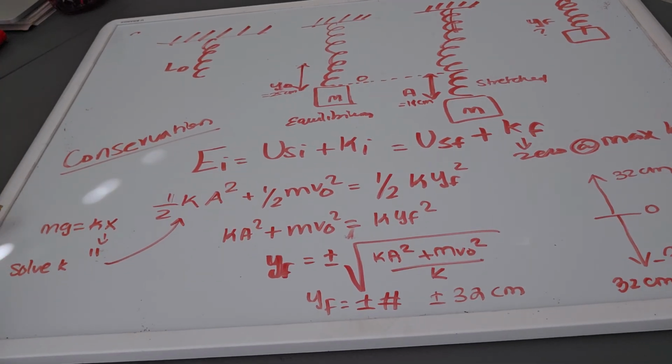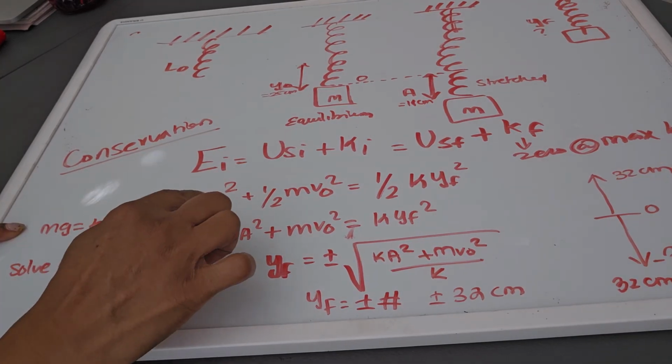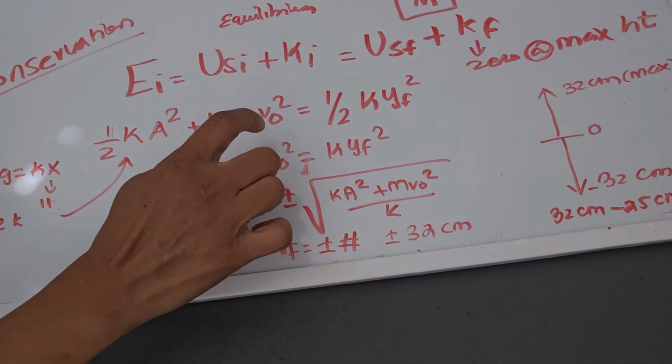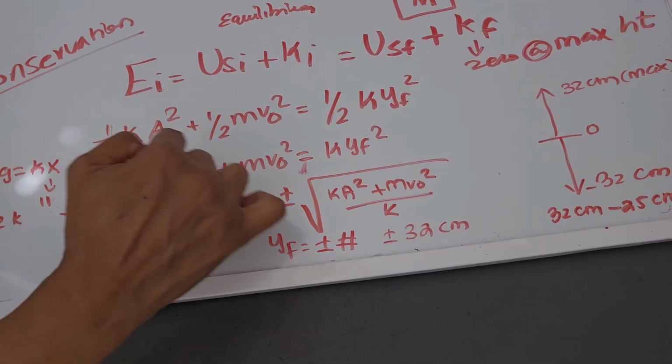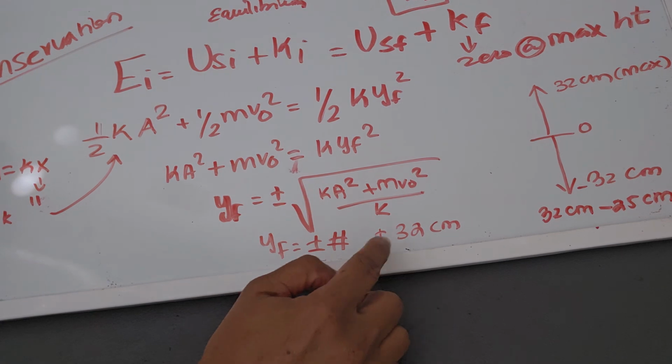And we could use mg equals kx, Hooke's law, to find the spring constant if your spring constant is not given, because we're given a stretch. And then we can plug that here, and we are given the stretch of 11 centimeters here, and then we are also given initial velocity. So if you plug everything in, you get your y final to be 32 centimeters.